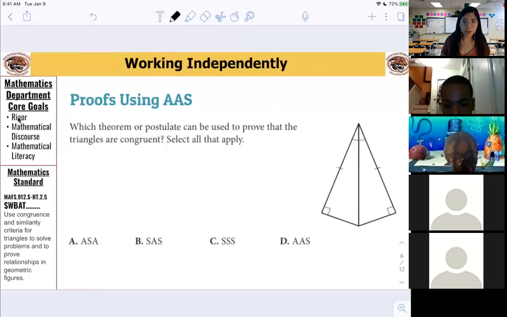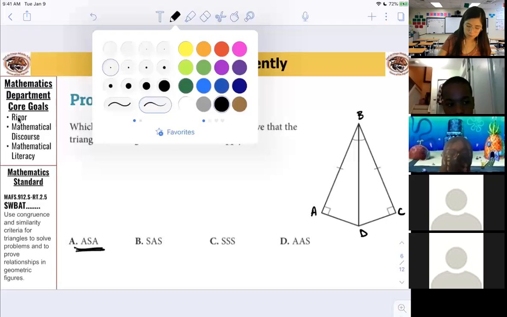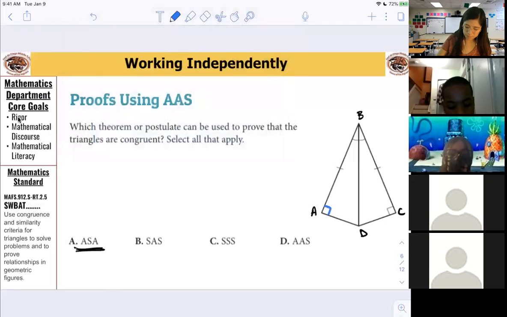So if I'm doing ASA, let's label these points so that we can talk about them. If I'm checking to see if ASA works, which angles and which side am I looking at? Angle A and C, they're 90 degrees. So both of these are 90. And B. Well, B isn't 90, but it's an angle. Right. So angle B and the other angle B. Okay, so those are my two angles.